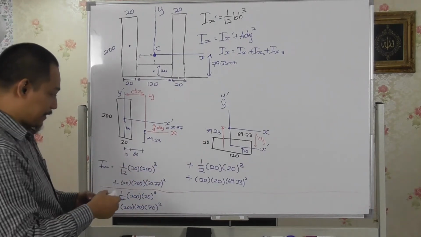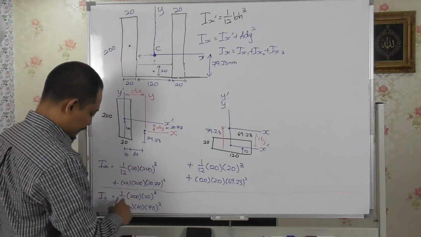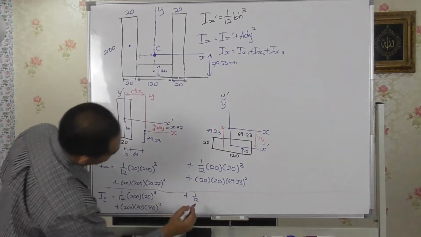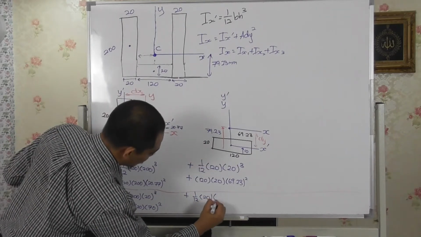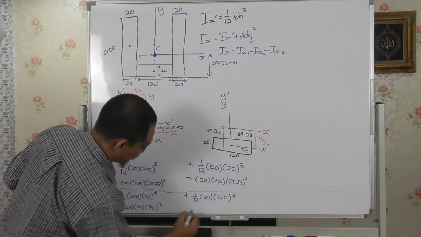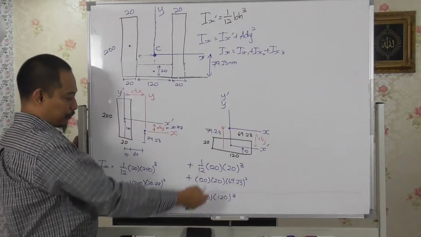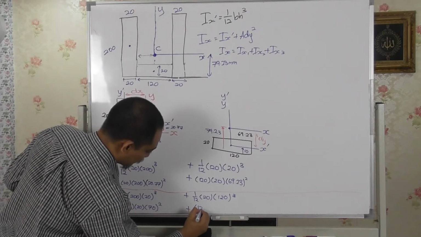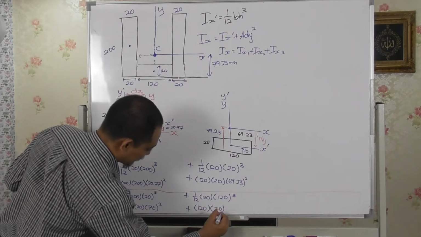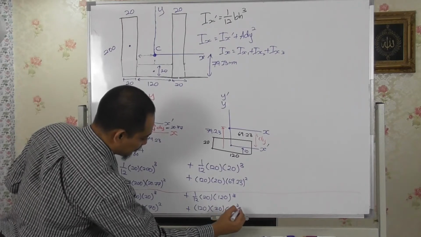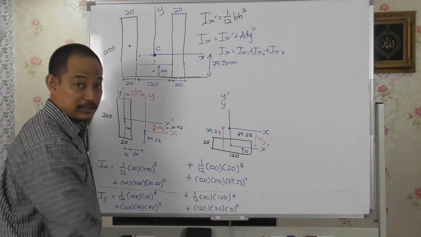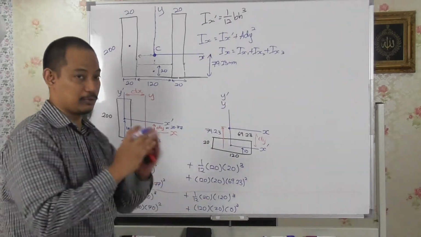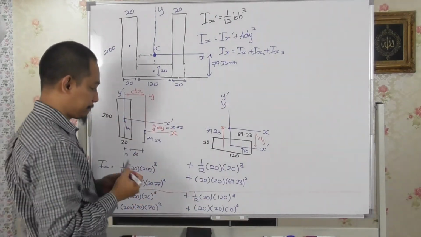What about Iy for this one? So from here, I have 1 over 12, slanted here, so you get 20, and then 120 cube, plus obviously this one will be 0 straight away. Or if you want to plug in, you have 120 times 20, that's the area, but the distance is 0, and then you have square. Why is it 0? Because it's the same axis, there's no distance between y and y prime.